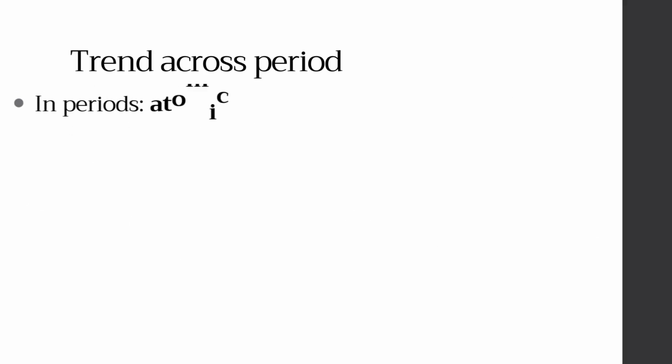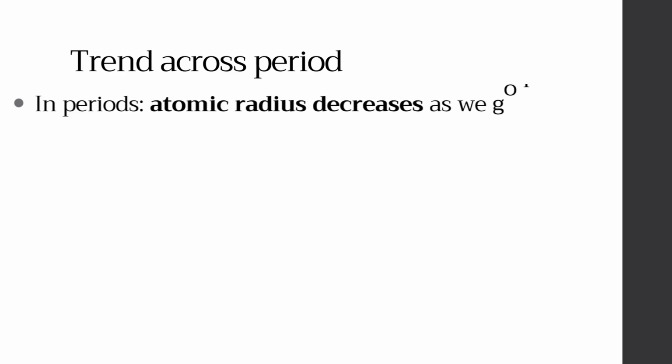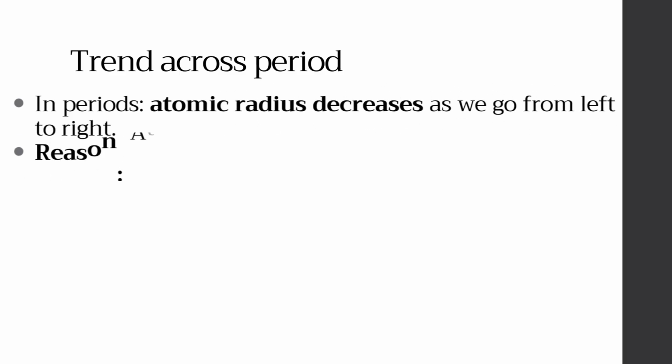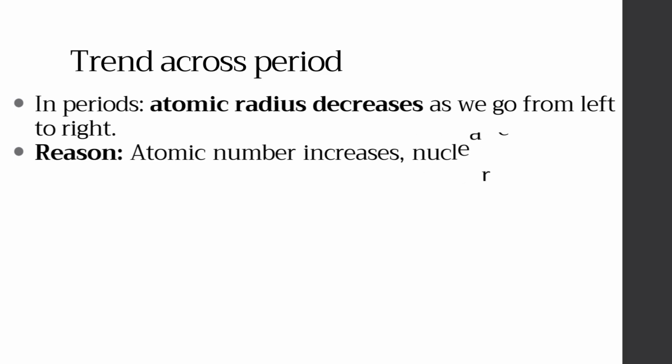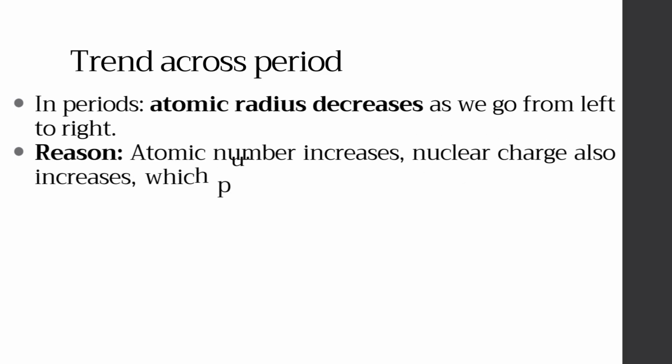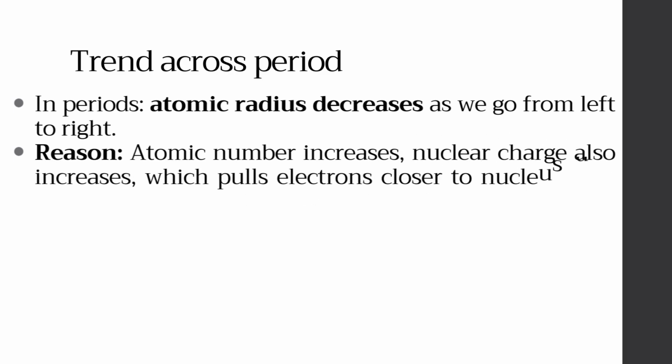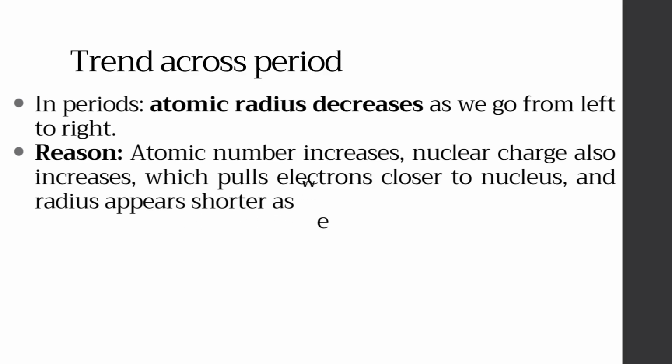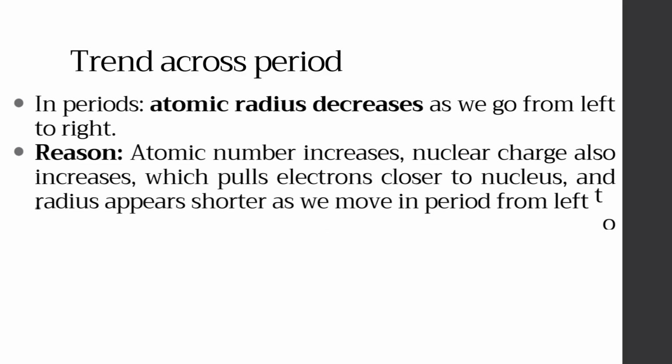Let's talk about what happens across a period, from left to right. As we move from left to right in a period, atomic radius decreases. Why? Because atomic number increases. Nuclear charge increases. The nucleus pulls electrons closer. As a result, the atom becomes smaller as we move across a period.